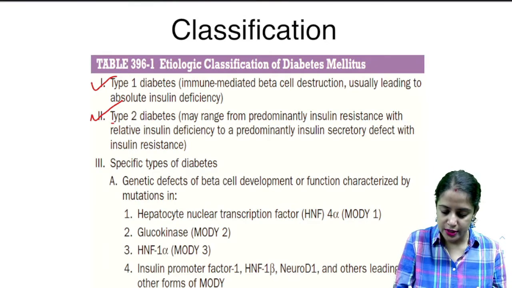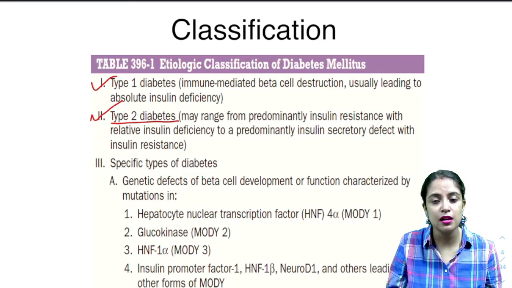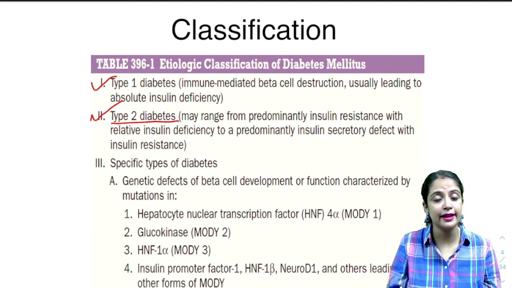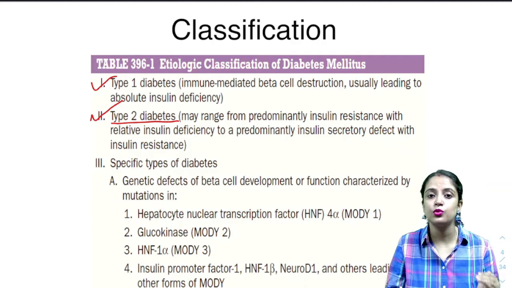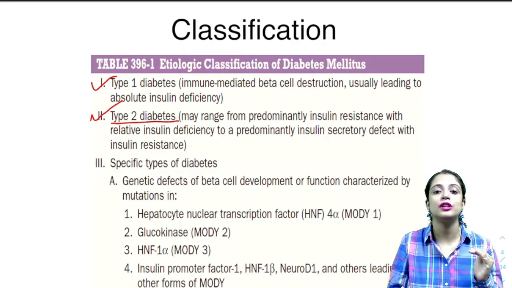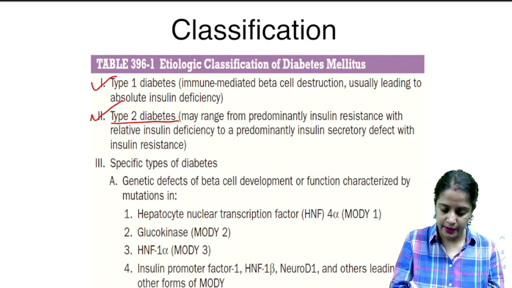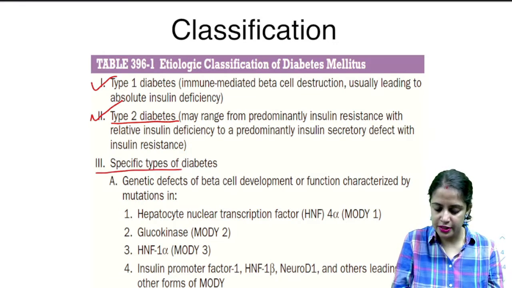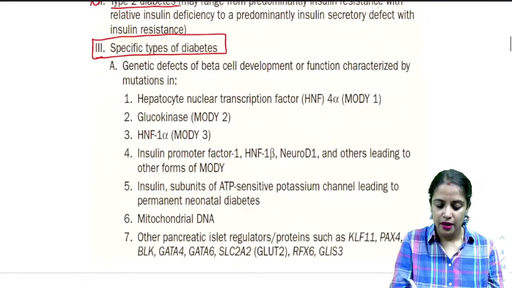Now, type 2 diabetes mellitus. The main pathophysiology behind type 2 diabetes mellitus is insulin resistance. Development of insulin resistance leading to less utilization of glucose leads to type 2 diabetes mellitus. There are certain specific types of diabetes.